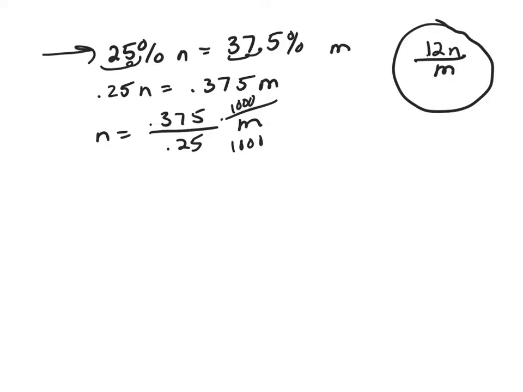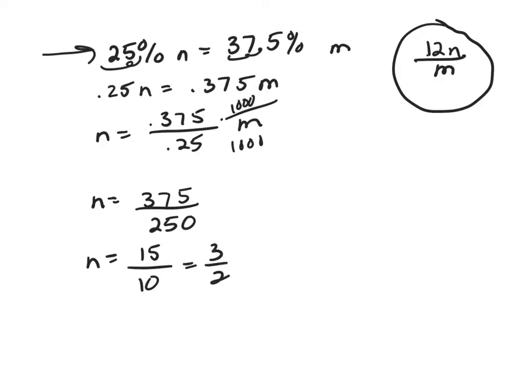decimal. And that will be 375 over 250. And 25 will go into both of those. 25 into 375 would be 15. And 25 into 250 would be 10. And then these will reduce by 5, and that's going to be 3 over 2.